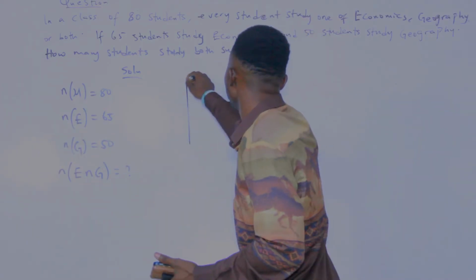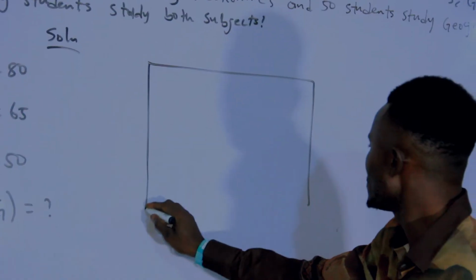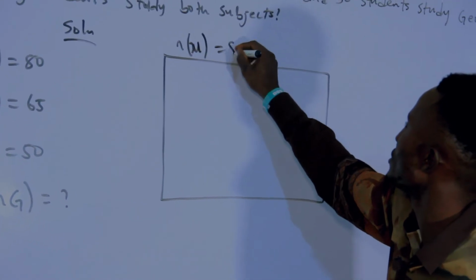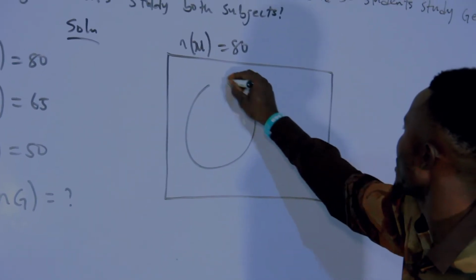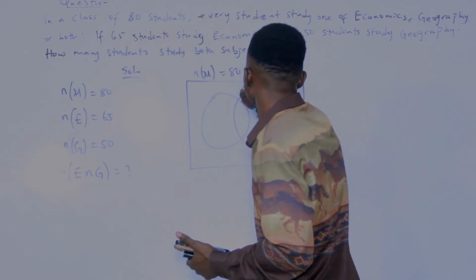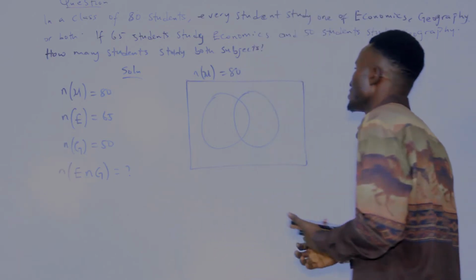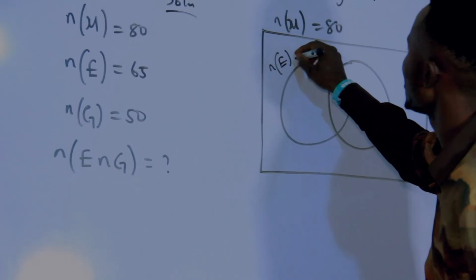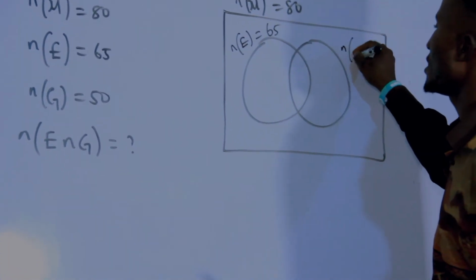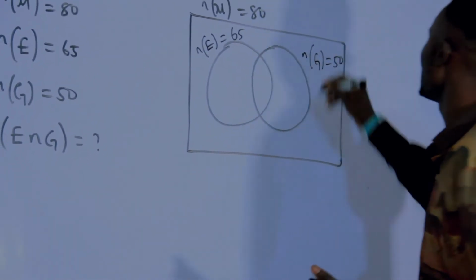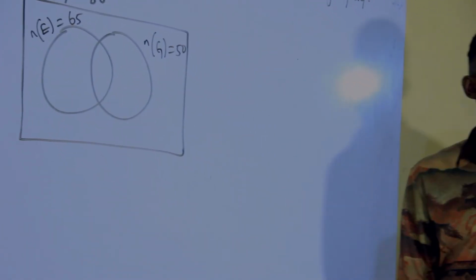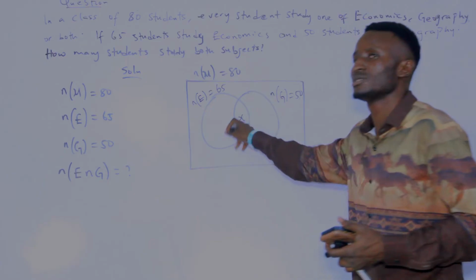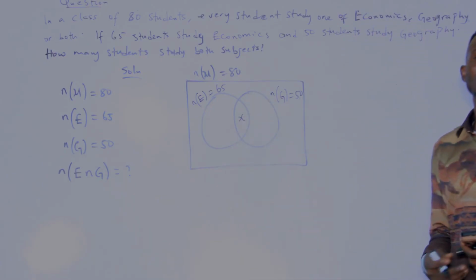If you are using a Venn diagram, you have it like this. So n of universal set is equal to 80. So we have a circle here. Now we have the number of those that study economics and the number of those that study geography. So n of economics is 65 and n of geography is 50. Now, we are not given those that study both. This is the region that studies both, and that will be x. So that's what we are looking for.